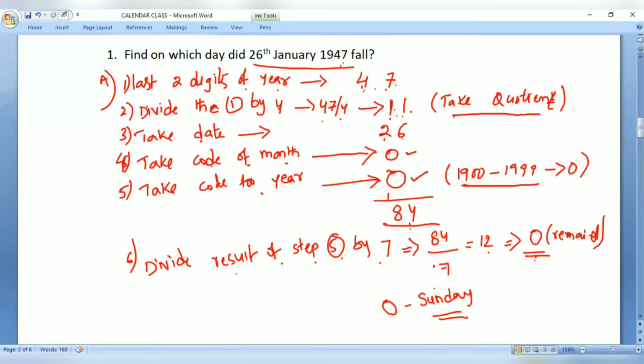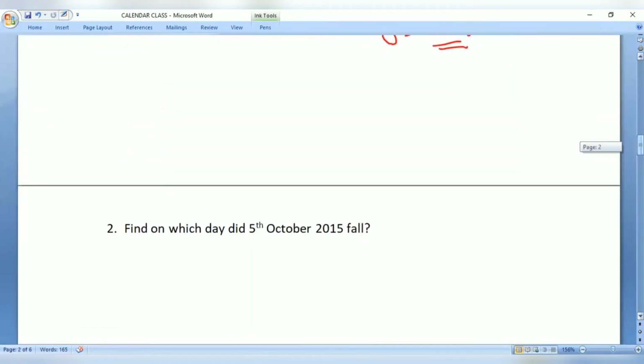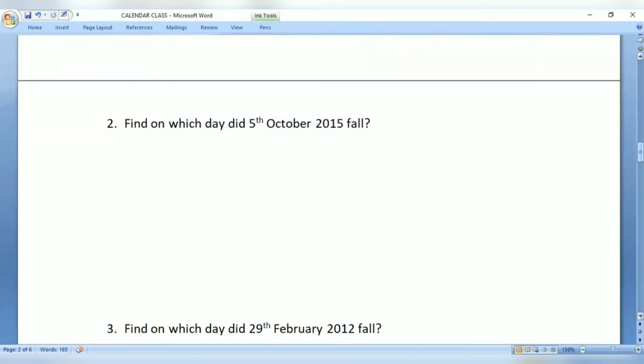Now let us move to the next question to understand the concept much better. Just look at the question once before we move on to the second question. Now let us move to the second question. What does the second question say? Find on which day 5th October 2015 falls.